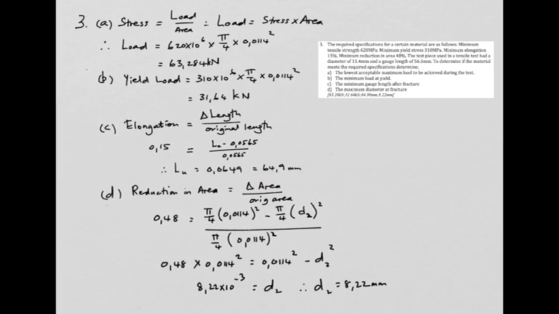Okay, last one, the diameter at fracture we can find by knowing that the reduction in area is given as a specification of 48% or 0.48. So in the same way, change in area goes at the top, over original area goes at the bottom, the pi over 4s all cancel, and we can solve for the final diameter, that would be the diameter of the neck, is 8.22 millimeters. Okay, so that would be the maximum diameter at fracture, 8.22.